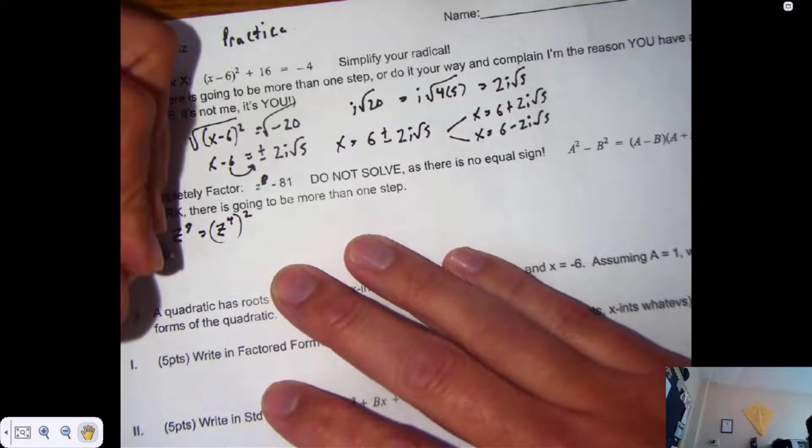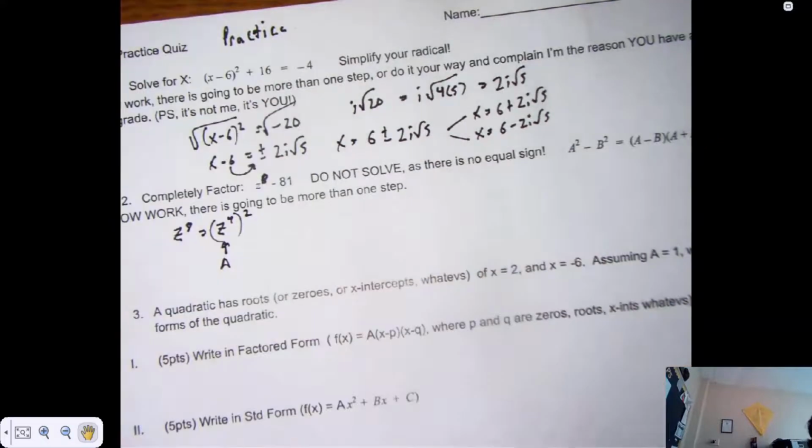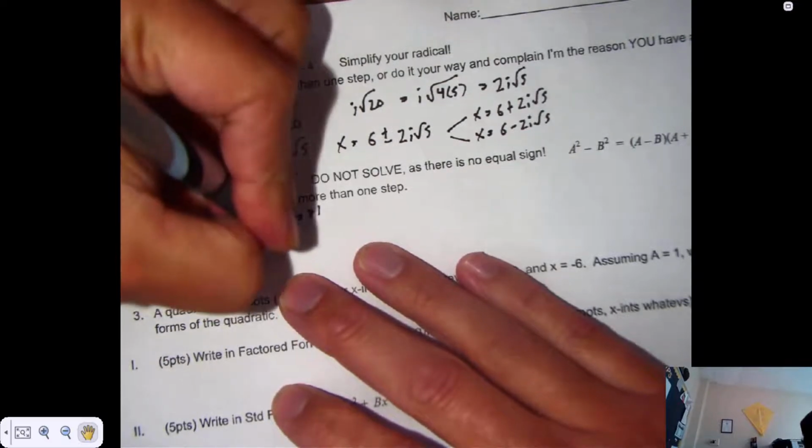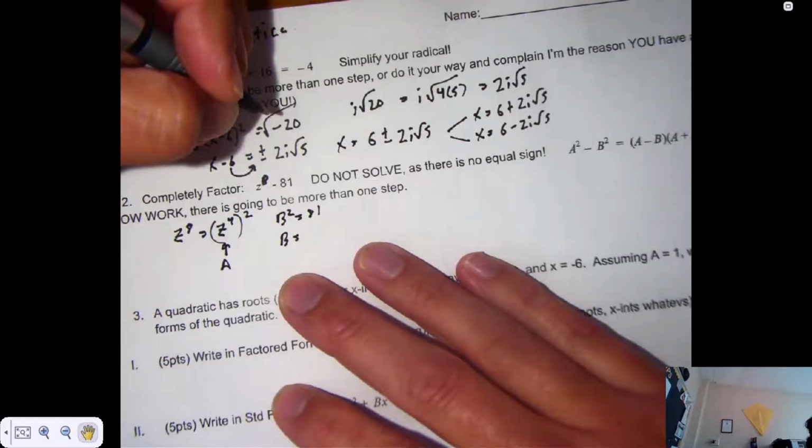So what I learned here is I learned my a value. A is something you square, kids. B squared would have to be 81. So what does that make B? 9.